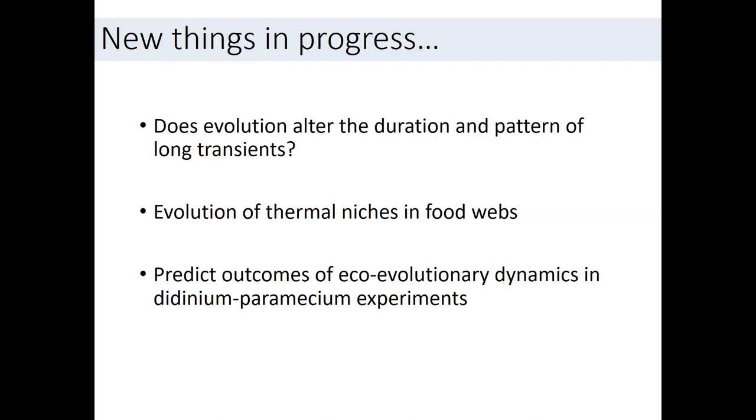And I'm really trying to move in the direction of having these models be very tightly parameterized to empirical systems, right? So we have a bunch of experiments on Paramecium and Didinium predator-prey dynamics. If you're not familiar with that system, they're both ciliates. They go way back in ecology; Gause was using them in the 30s, so they've been used very widely. But we have experiments where we can see dynamics for different genotypes of organisms. And so we're going to try to parameterize our models to see if we can recapitulate what actually happens in our experiments. But we really haven't done that yet. We're only just now at the place where we can do that.